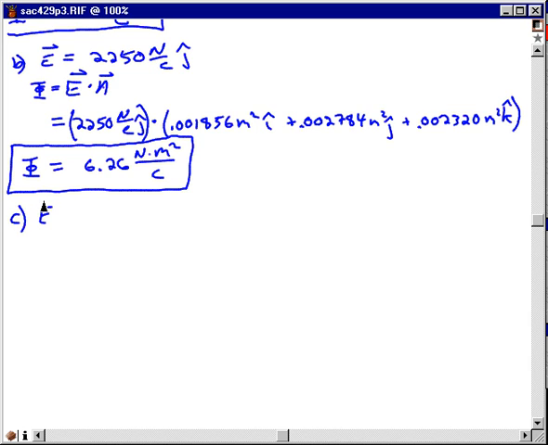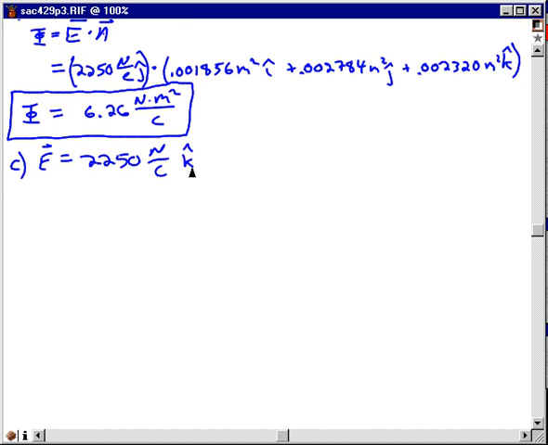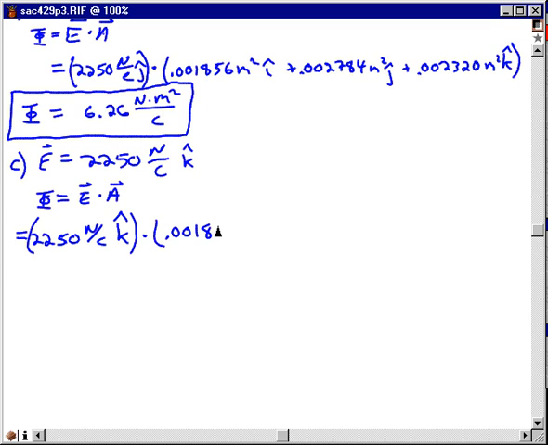So part C, we wanted the electric field to have a magnitude of 2250 newtons per coulomb, but be in the plus Z direction. So that would mean it's 2250 newtons per coulomb times a unit vector in the Z direction, namely K. And the flux is still E dotted into A, same as before, we just have a new E, and that's going to be equal to 2250 newtons per coulomb times K this time. That's why it's a new E, just same magnitude but a different direction, and then dotted into that vector A, which I'm just copying down from the last time we used it.